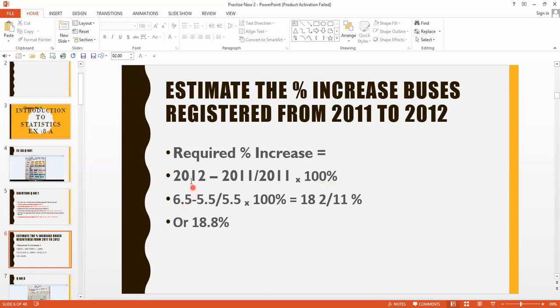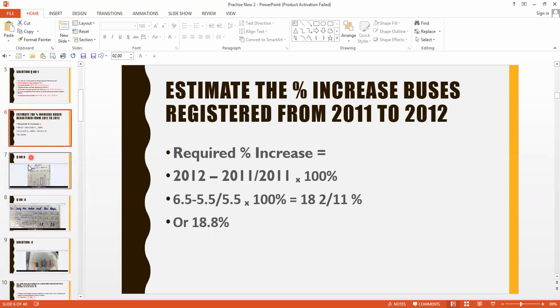You have to solve. In 2012, how many total buses are there? 6.5. In 2011, 5.5. Subtract it and divide it by 5.5 and then multiply by 100%. So it becomes this. And after solving all that, you will get the final answer, that is 18.8%. And here I have to write 18 whole 2 by 11%. Whichever is easier, you can do that. This is all about question number 1. I think it is clear.